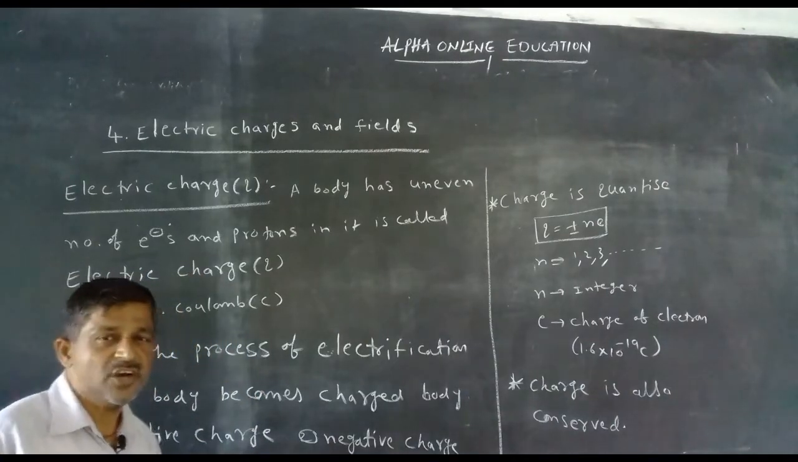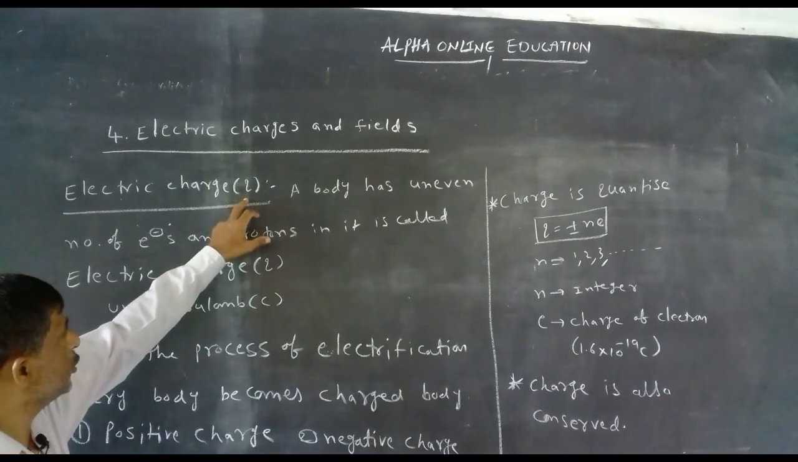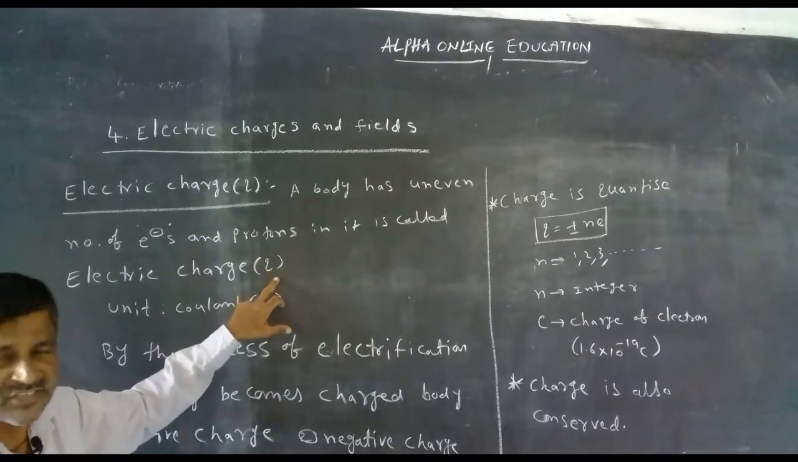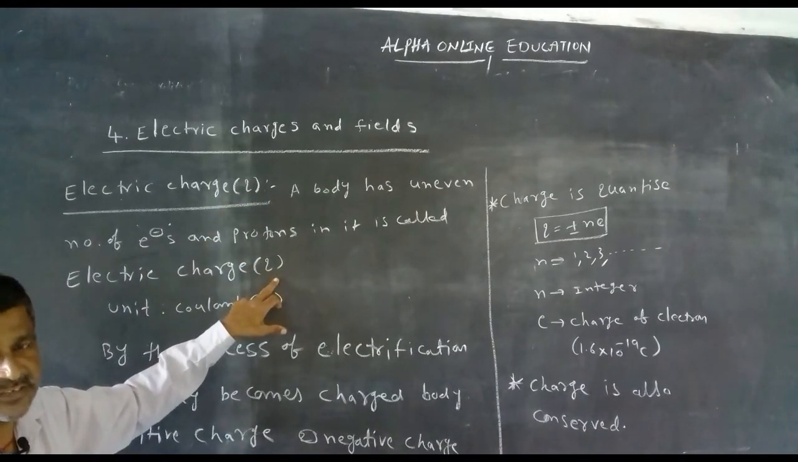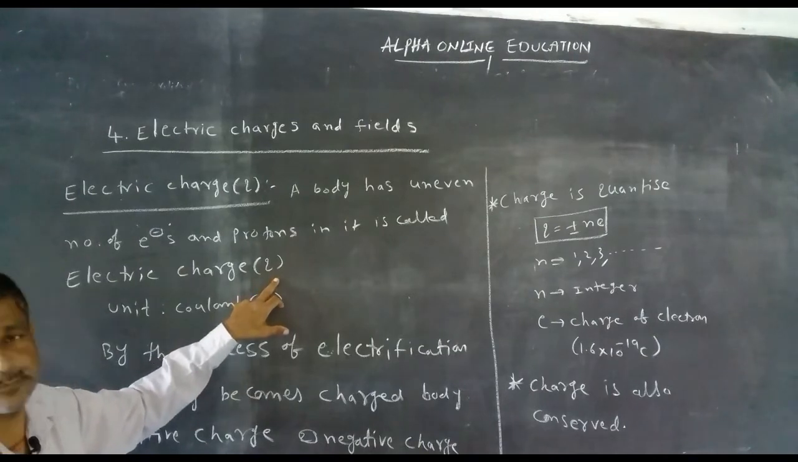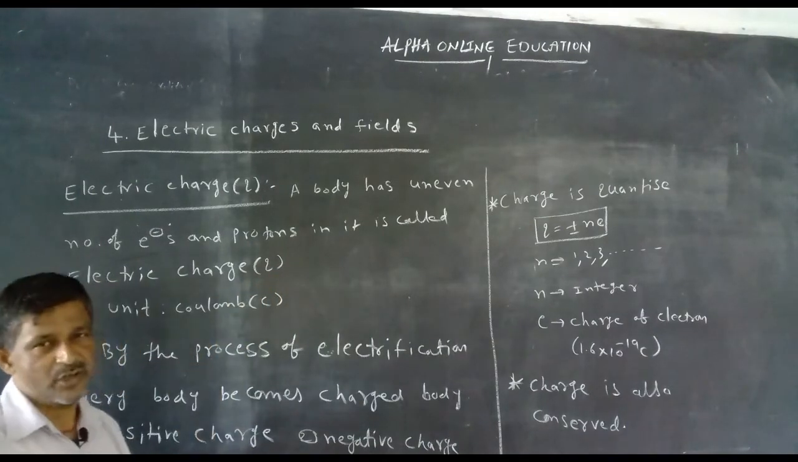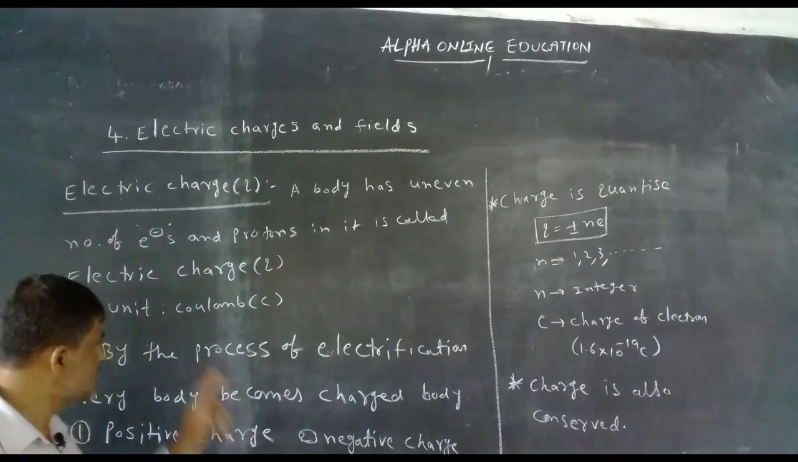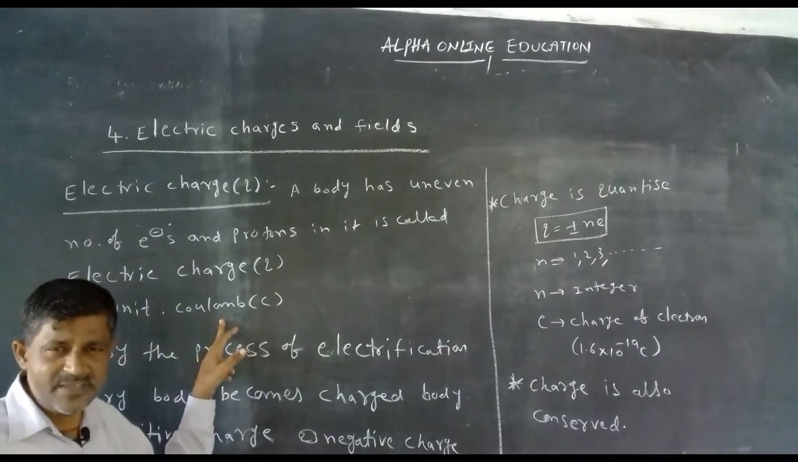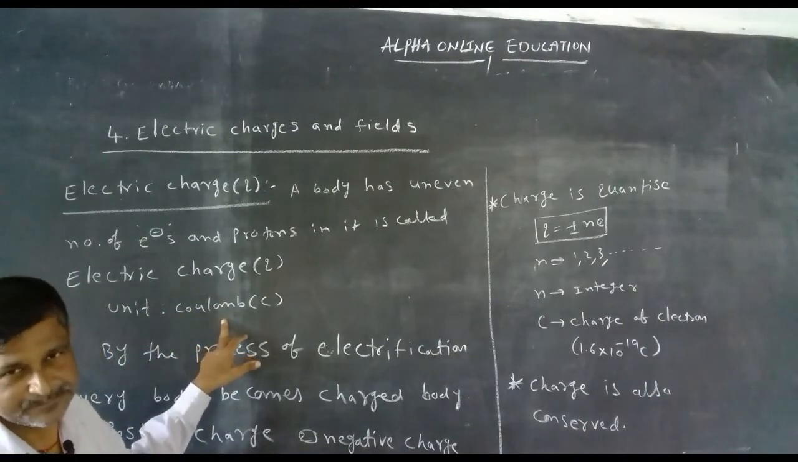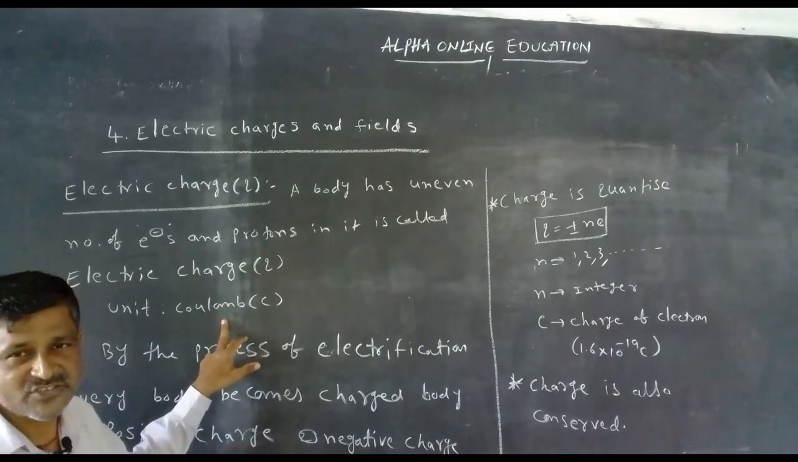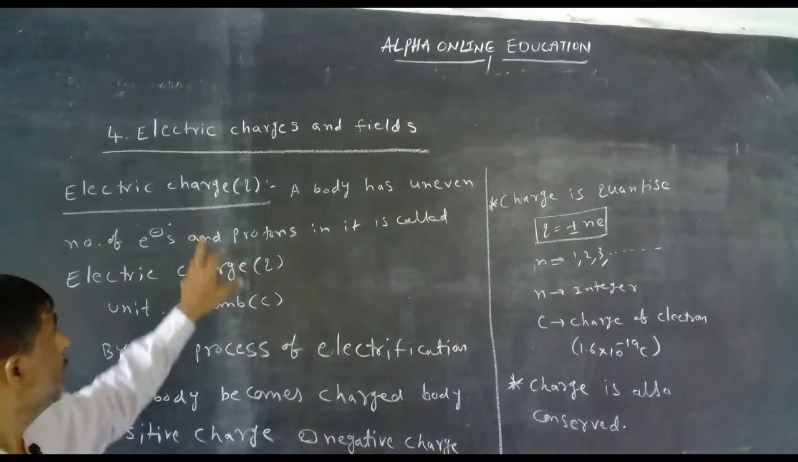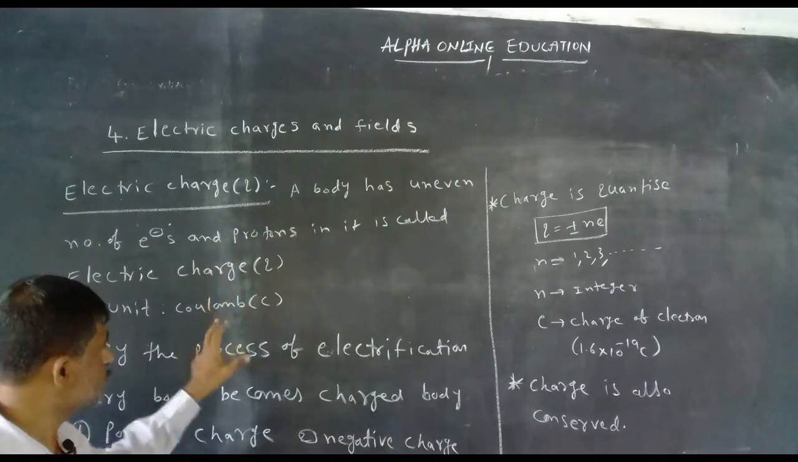The electric charge is denoted by which symbol? Q, either small or capital. Electric charge is denoted by the symbol Q. The unit of electric charge is the Coulomb. Coulomb is a scientist, so his name is taken as the unit. What is the unit of charge? Coulomb.